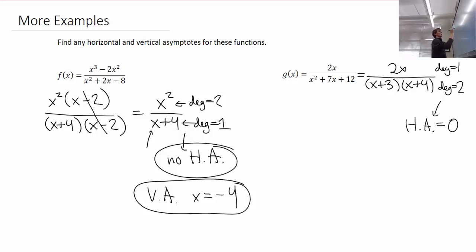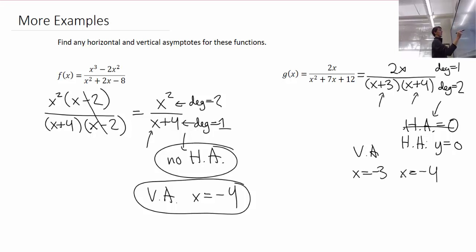Okay, and the vertical asymptote, sorry, I forgot one of my own rules that I said earlier. Horizontal asymptote is y equals 0. Okay, vertical asymptotes, well, there's 2 of them. x equals minus 3 from this root, and from this root, x equals minus 4. Okay, here we have it all together.